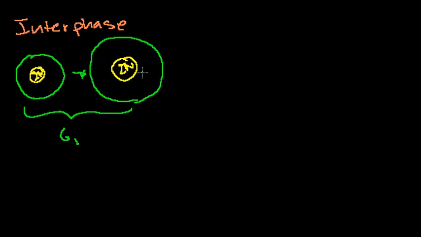So let me zoom in. Let me draw this. This is called the S phase of interphase. So this is S, and S is where you have replication of the actual chromosomes. Once again, we're not even in mitosis yet. So in S, you have replication of your chromosomes.